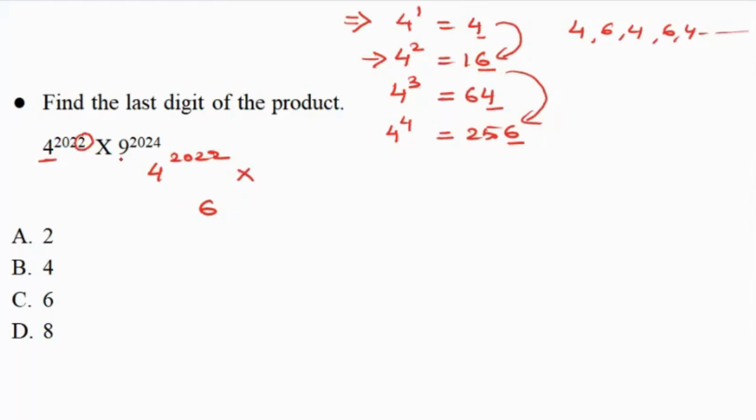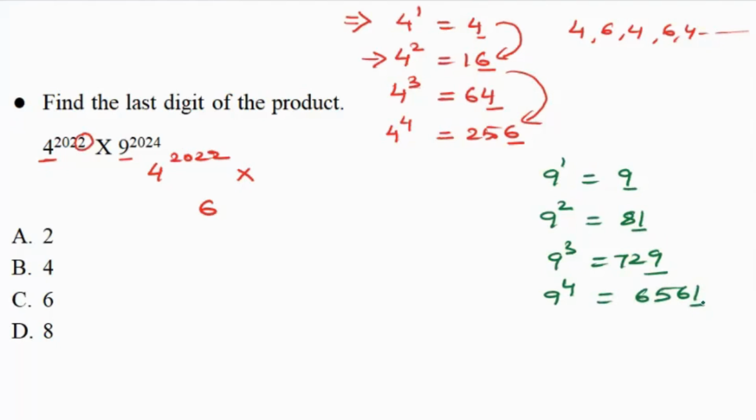Understood? Now the next base we have is 9. So let's see what the pattern is for this 9. When 9 is raised to the power 1, we get 9. When 9 is raised to the power 2, we get 81. When 9 is raised to the power 3, we get 729. Okay, now you can see the pattern. You can notice that pattern very clearly over here. So the unit digit is 9, then 1, 9, then 1, then 9. And when we raise 9 to the power 4, we get 6,561, and that also ends with 1 only.